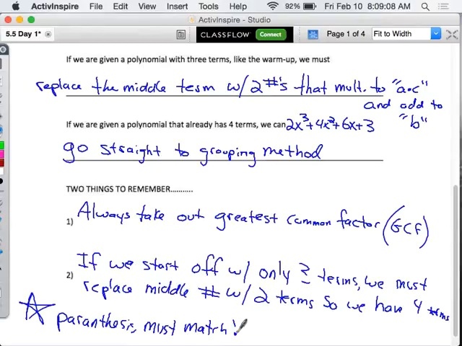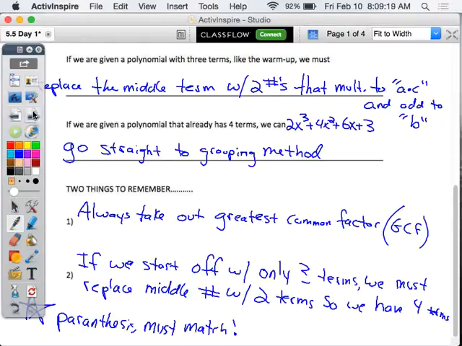Okay, so we're going to do a couple examples. Then you are going to try a couple examples on your own and make sure that you check the answer key on Blended Schools. All right, on to the next page.